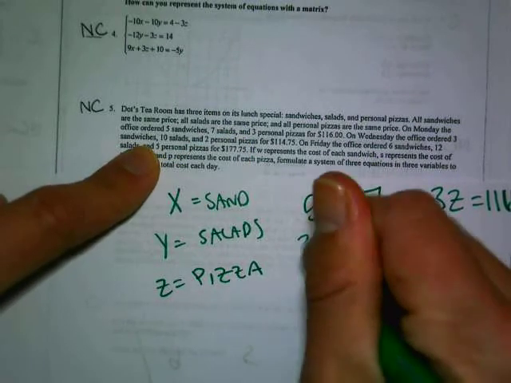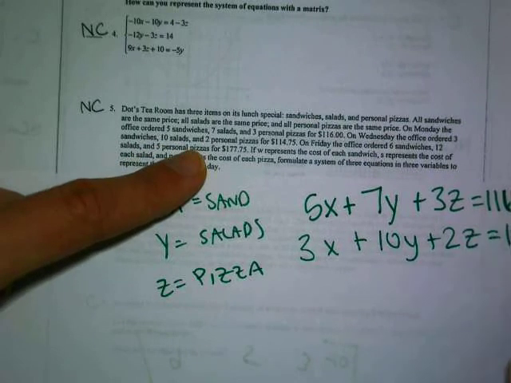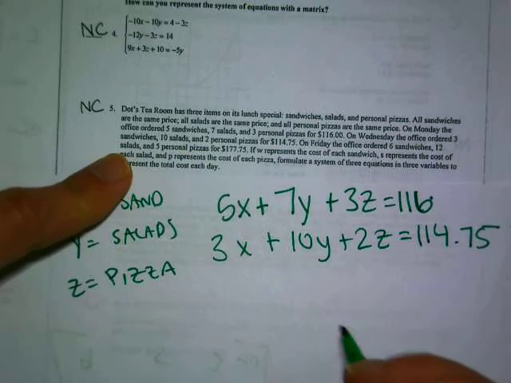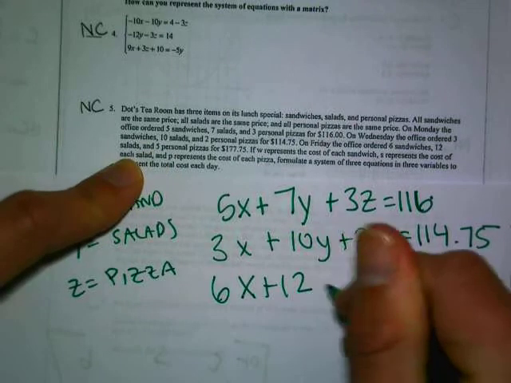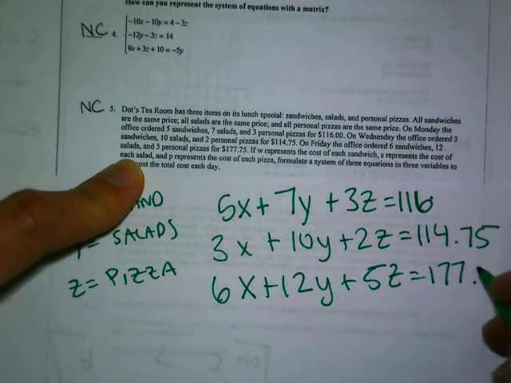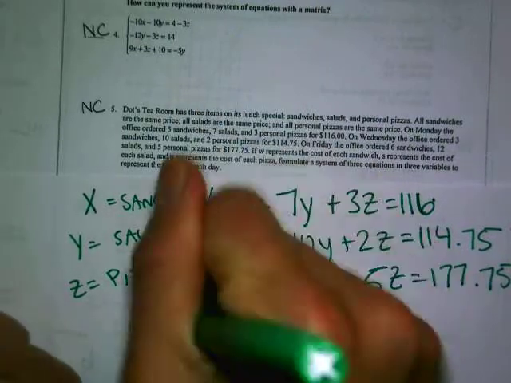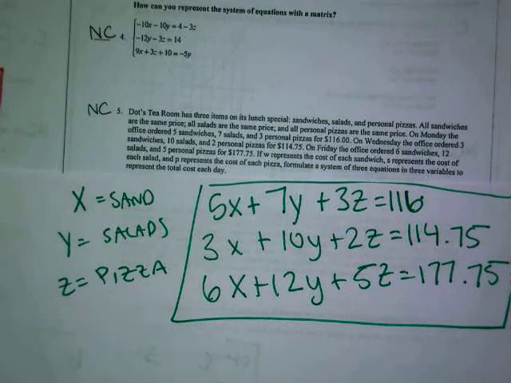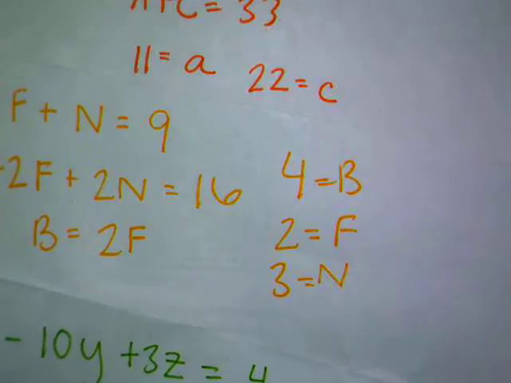On Wednesday, they ordered 3 sandwiches plus 10 salads plus 2 pizzas for $114.75. And on Friday, they ordered 6 sandwiches, 12 salads, and 5 pizzas for $177.75. Whoa. So all we had to do was formulate a system, so that is it. Okay, number 6.